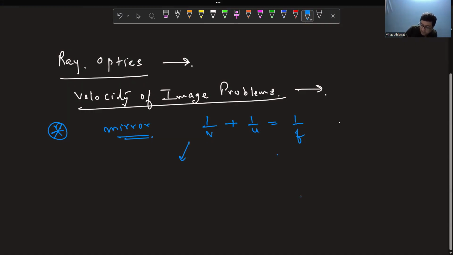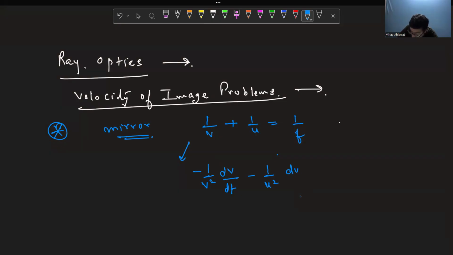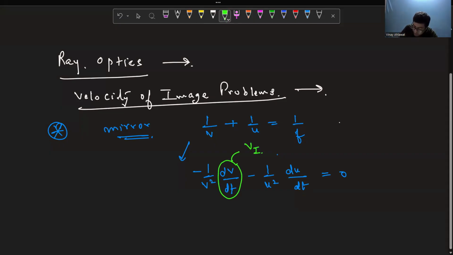If you differentiate this thing with respect to time, this is minus of 1 by v square into dv by dt minus of 1 by u square into du by dt is equal to 0. Agreed? Yes. So what is dv by dt? That is velocity of image. This is rate of change of u, that is object distance. This is velocity of object. So your velocity of image is negative of v square over u square into velocity of object.